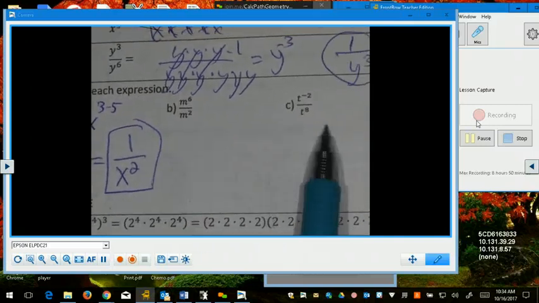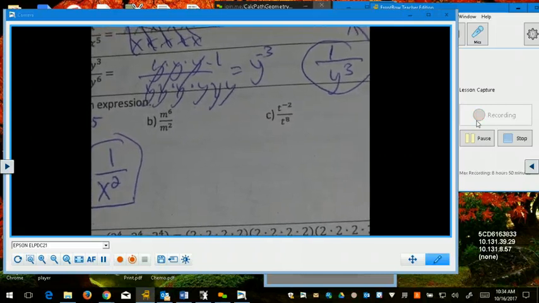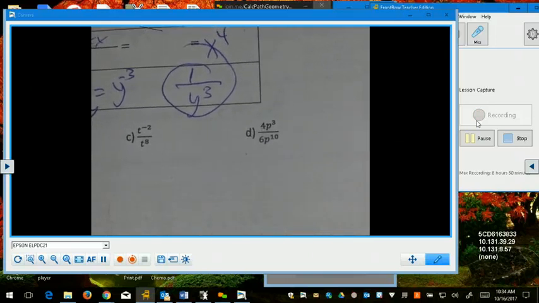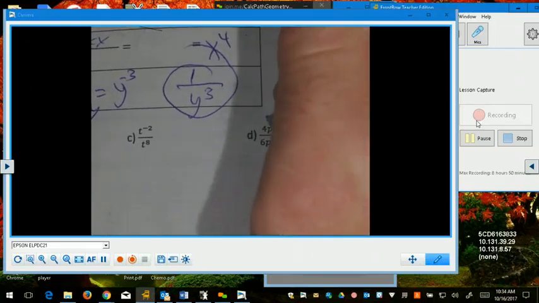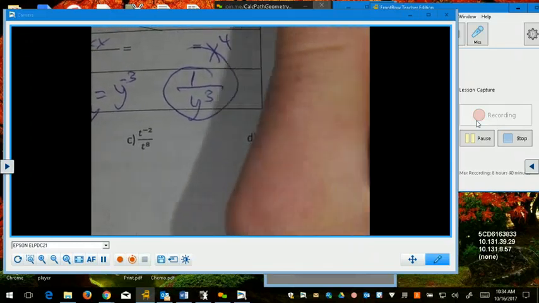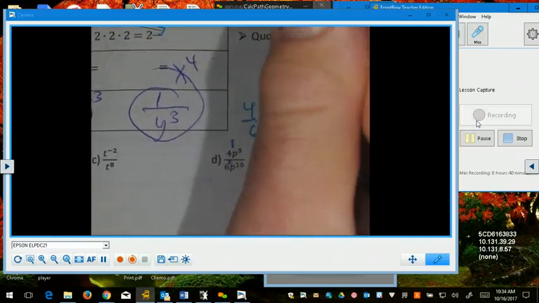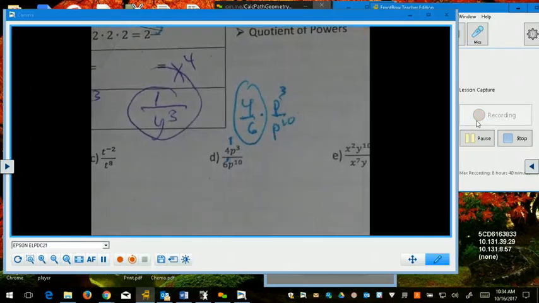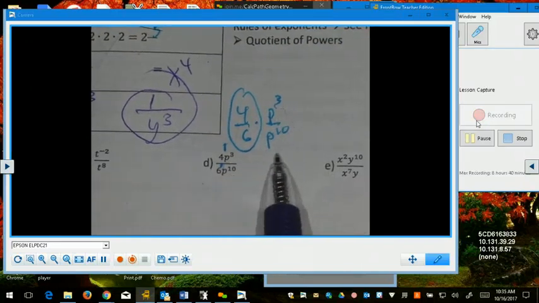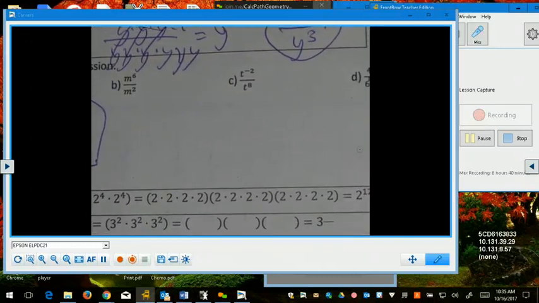Try this for letters B, C, D, and E. Remember, you can only do the ones together that have the same base. Be careful on letter D. What's the exponent on the 4 and the exponent on the 6? 1. So am I going to be subtracting those numbers? No, I'm going to be treating this as 4/6 times p cubed over p to the 10th. We know how to reduce 4/6, or we should. And then we'll use our rules of exponents for the p's, for the base of p. So try letters B, C, D, and E.